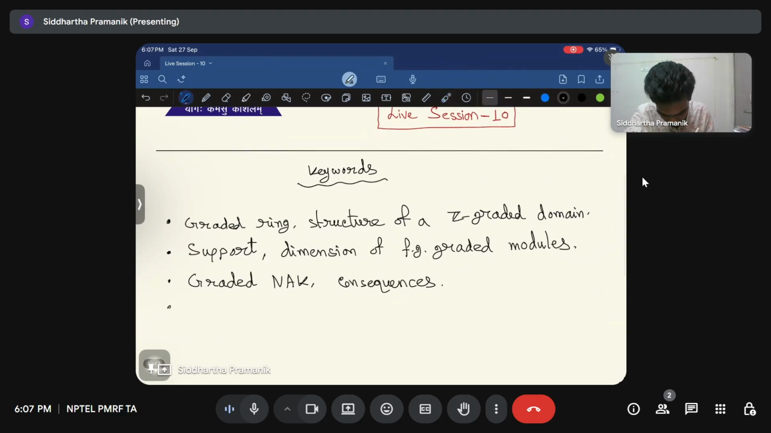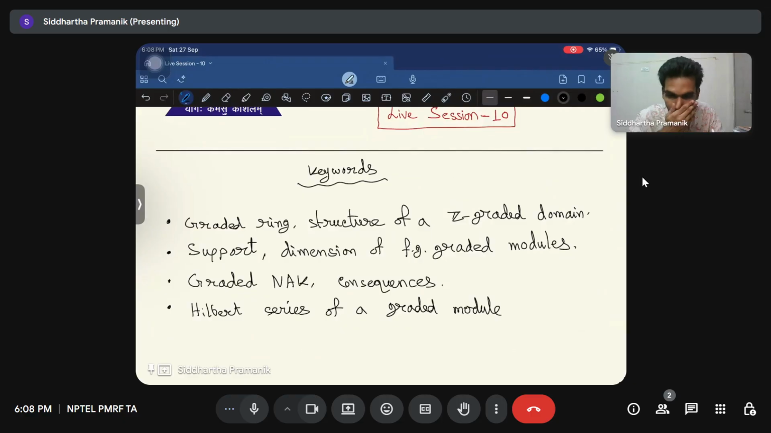And after that we have defined the Hilbert series, which is basically the generating function of the Hilbert function. So the Hilbert series of a graded module, and we have also studied some theorems related to Hilbert series, like additivity of Hilbert series and all those things, which is important.